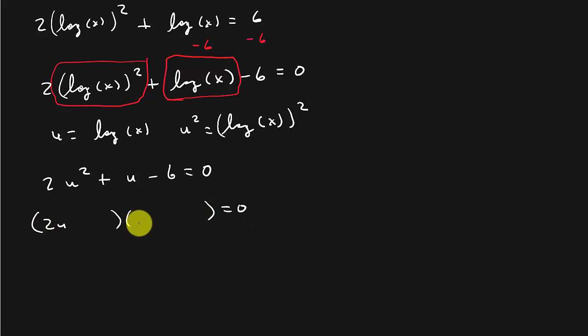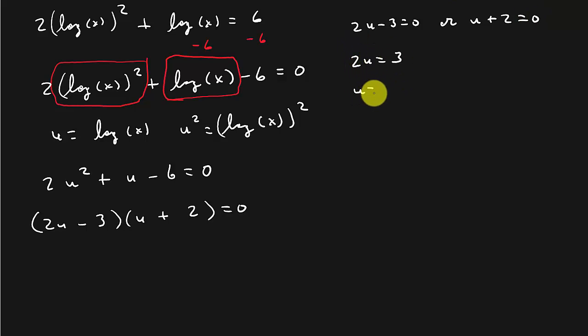So I've got 2u, 2, 3, plus, minus. So now I set each one equal to 0. So 2u minus 3 equals 0, or u plus 2 equals 0. So 2u equals 3, u equals 3 halves. And then here I get u equals negative 2.